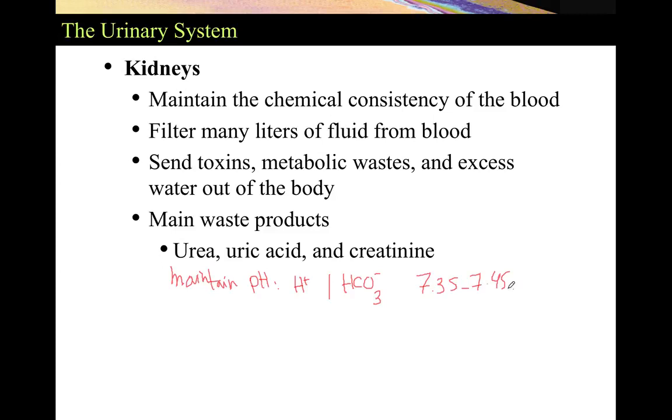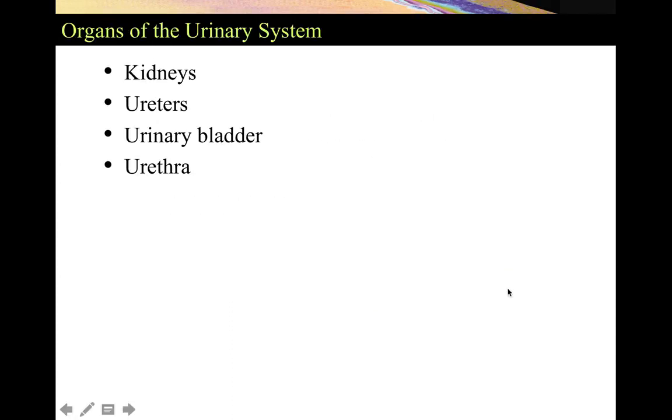Moving on from the main functions of the urinary system as a whole, there are four main organs associated with the system, which is relatively simple compared to what we've discussed. Kidneys: we all know that we have two kidneys, one on the right, one on the left. Ureters are the tubes that go from the kidney down to the urinary bladder, transporting the urine produced by the kidneys. The bladder is used for storage, and eventually urine can be excreted using the urethra.